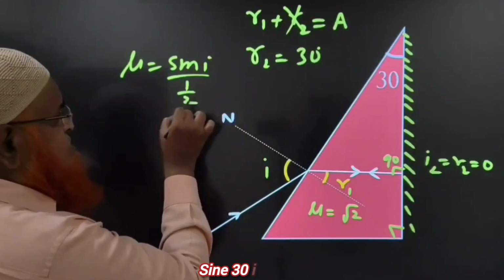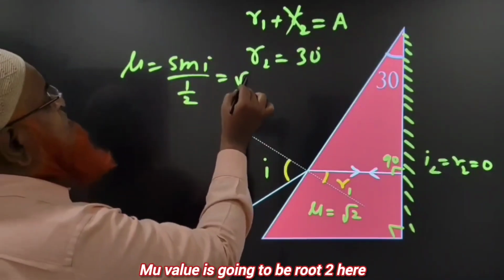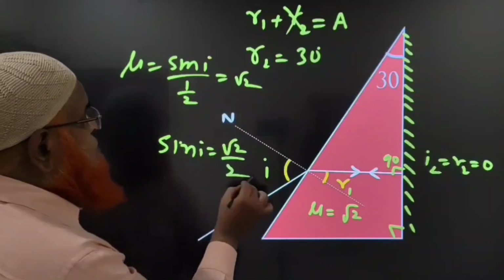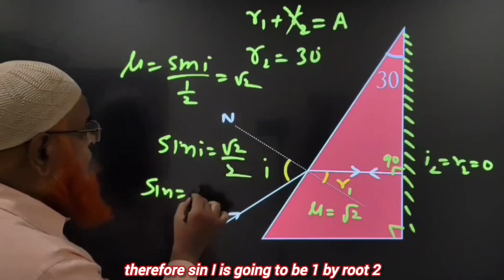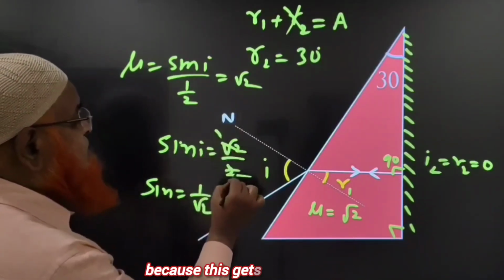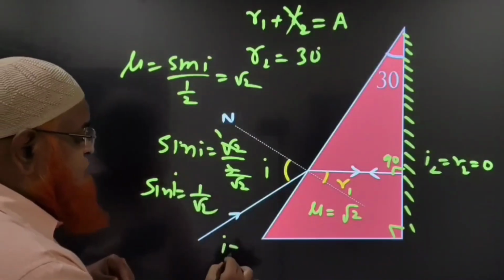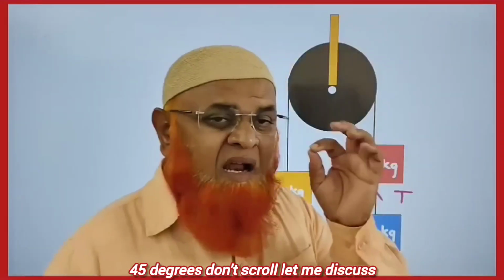Sin 30 is 1 by 2, and the mu value is going to be root 2 here. That means sin i is going to be root 2 by 2. Therefore, sin i is going to be 1 by root 2, because this gets cancelled here, which is going to be root 2. That means sin i is 1 by root 2, so i is going to be 45 degrees. Don't scroll.